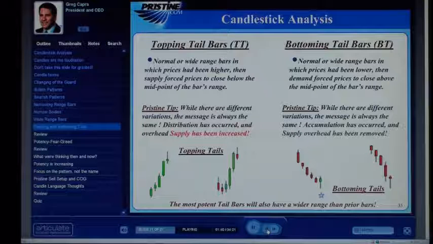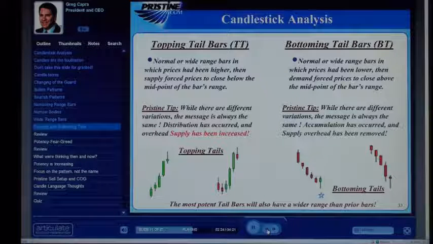There's been accumulation. Right? Demand means that there was accumulation, and that overhead supply has been removed. Meaning, as prices were moving lower, sellers were coming into that stock. So that means that supply was coming out of the stock, that's selling, and buyers were accumulating that stock. So when it forms a bottoming tail bar, the message being that buyers have overcome sellers, this is now a message that prices can begin to move higher if it can trade above the high of that bottoming tail bar.